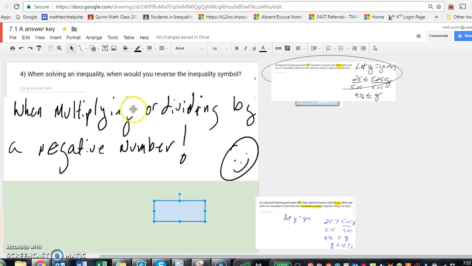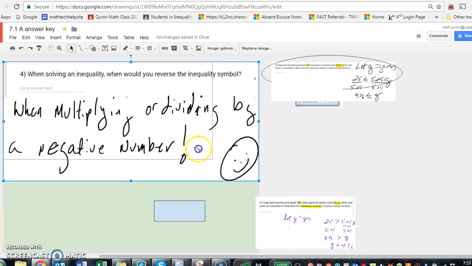This is the trap, and after today, you're going to be so sick and tired of me saying this. I think it's going to be awesome. So, we're multiplying or dividing by a negative number, and you can see my smiley face right here, because that's exactly when you flip the sign.